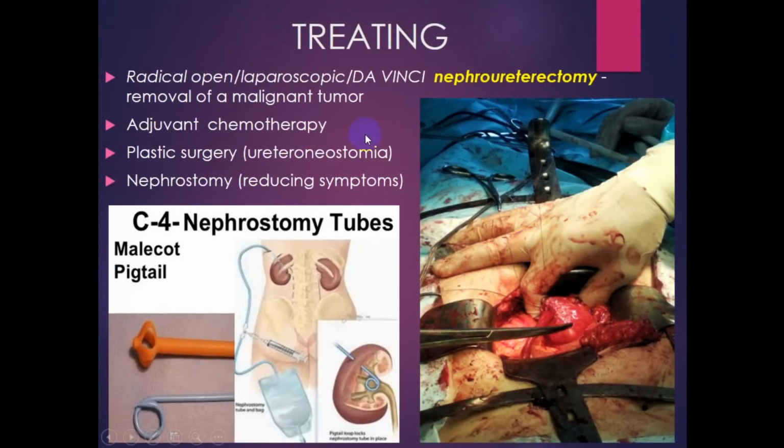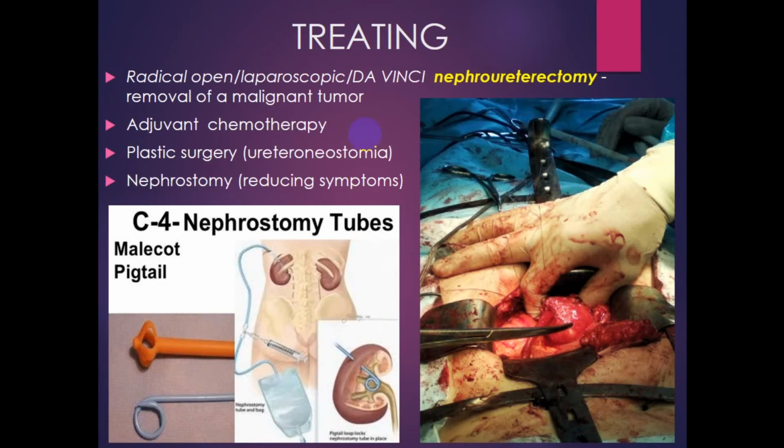Treatment may be a radical open or laparoscopic operation. The modern one is Da Vinci nephrectomy, when a tumor goes from the kidney to the ureter. There may be such cases, and these procedures lead to removal of the malignant tumor. Adjuvant chemotherapy, also plastic surgery. Ureteroneocystostomy may be performed.